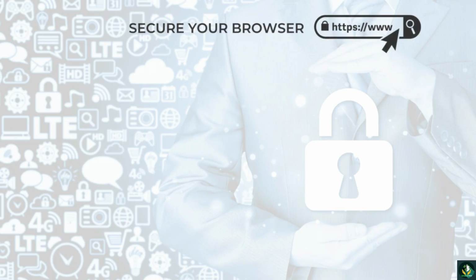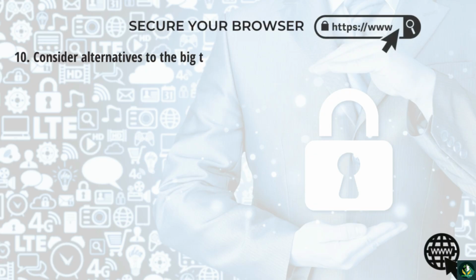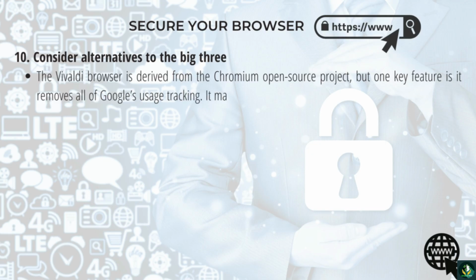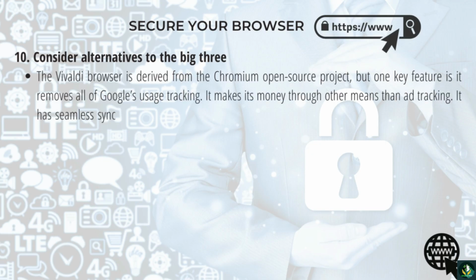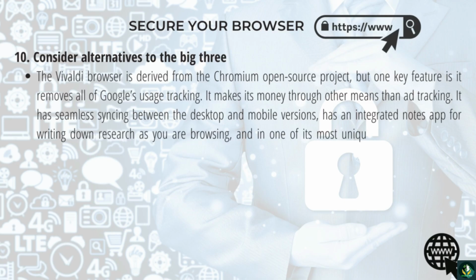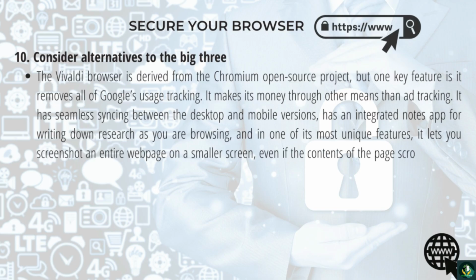The Vivaldi browser is derived from the Chromium open-source project, but one key feature is it removes all of Google's usage tracking. It makes its money through other means than ad tracking. It has seamless syncing between the desktop and mobile versions, has an integrated notes app for writing down research as you are browsing, and in one of its most unique features, it lets you screenshot an entire web page on a smaller screen, even if the contents of the page scroll down off the screen.